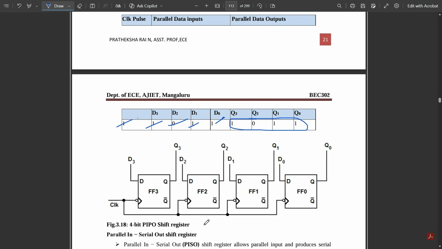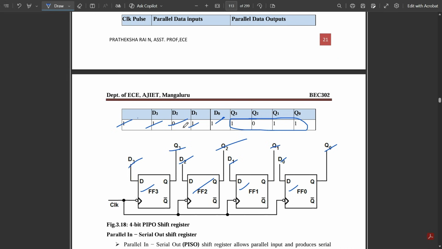So according to the block diagram, there are 4 flip flops used, and this clock pulse is common for all. And you see here what happens, D3 whatever is given, that would be the same as Q3, that is D3 equal to Q3, then D2 equal to Q2, D1 equal to Q1, D naught equal to Q naught. So there are parallel data inputs and parallel data outputs generated simultaneously.